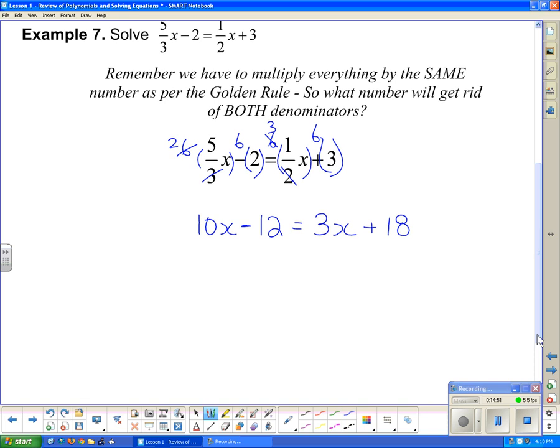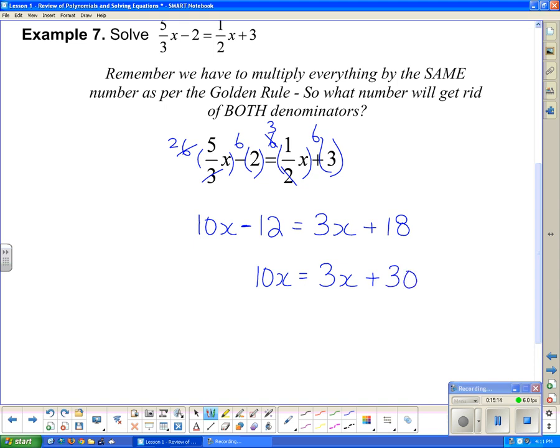And I'm just going to quickly go through it. The first thing I'm going to do is add 12 to both sides, and I'm not going to write that step down, so follow closely with what I'm saying. I'm going to add 12 to both sides, so the 12 disappears on the left-hand side, and I'm just left with 10x. When I add 12 to the other side, I have this 3x, and I have to add 12 to 18, which gives me 30.